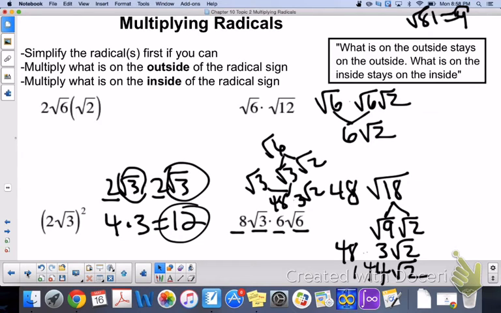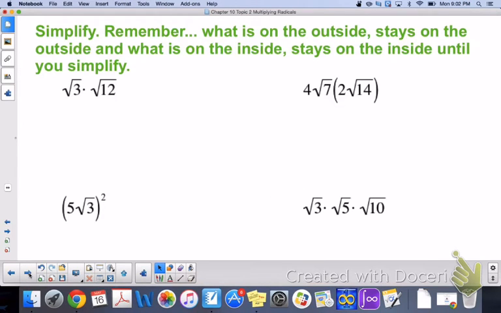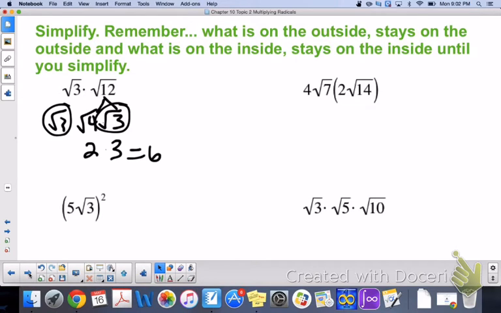Okay, so let's go to the next slide. We have a few more examples. Root 3 times root 12. Again, you can simplify root 12 first. Root 12, we know, splits down to 4 times 3. Square root of 4 is 2. And then we have root 3 times root 3, which is 3. 2 times 3 is just 6. Or you could have said, well, 3 times 12 is 36. The square root of 36 is 6. Either way. Sometimes it's easier to multiply, sometimes it's easier to simplify first.